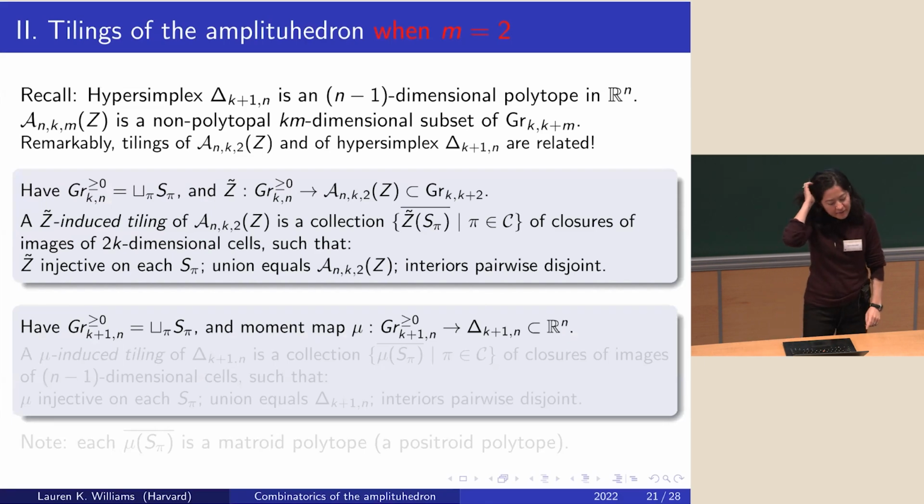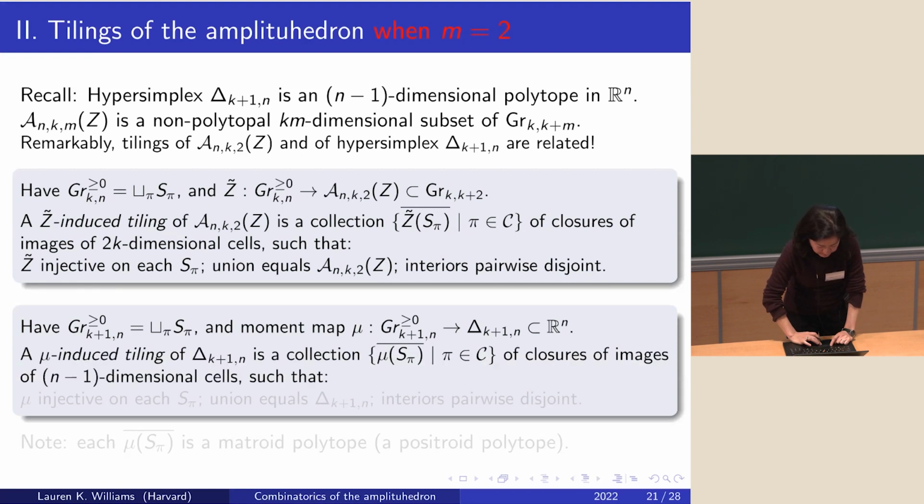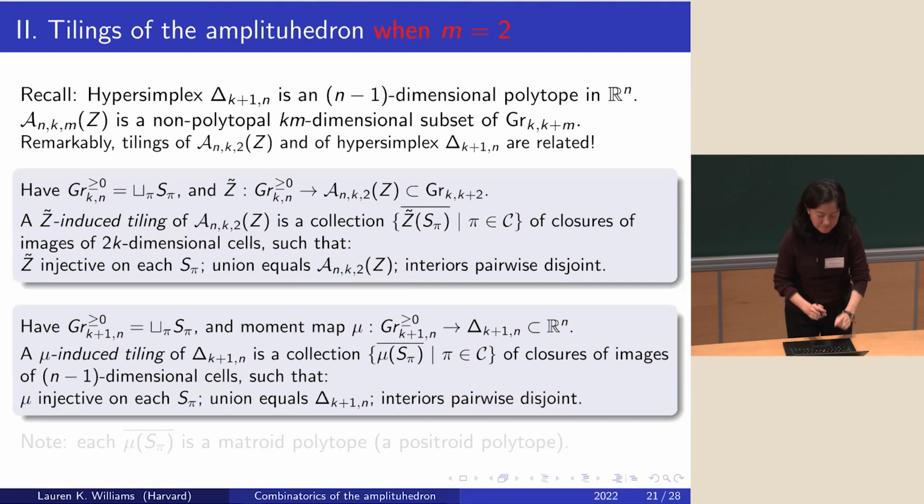Now, on the other hand, we can make a sort of analogous notion of tiling using the moment map to the hypersimplex. So again, we'll use the cell decomposition of the positive Grassmannian, and now we have this moment map, which maps surjectively onto the hypersimplex. And now a mu-induced tiling of the hypersimplex will be, similarly, a collection of closures of images of n minus 1 dimensional cells, because the hypersimplex has dimension n minus 1, such that the moment map is injective on each cell, the union of these pieces is the hypersimplex, and the interiors are pairwise disjoint.